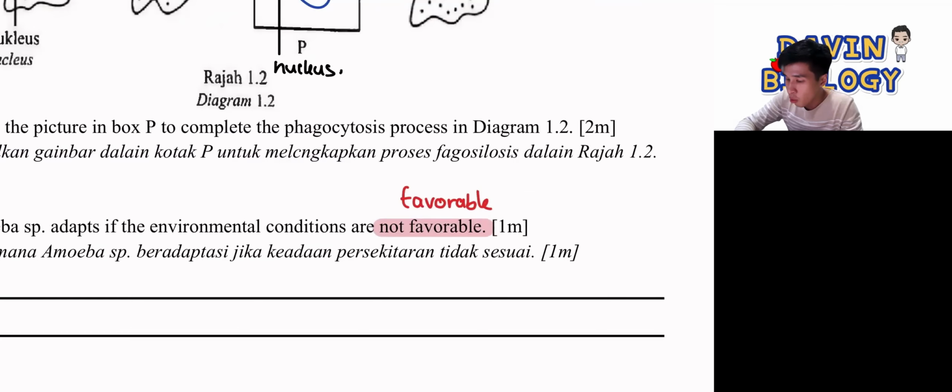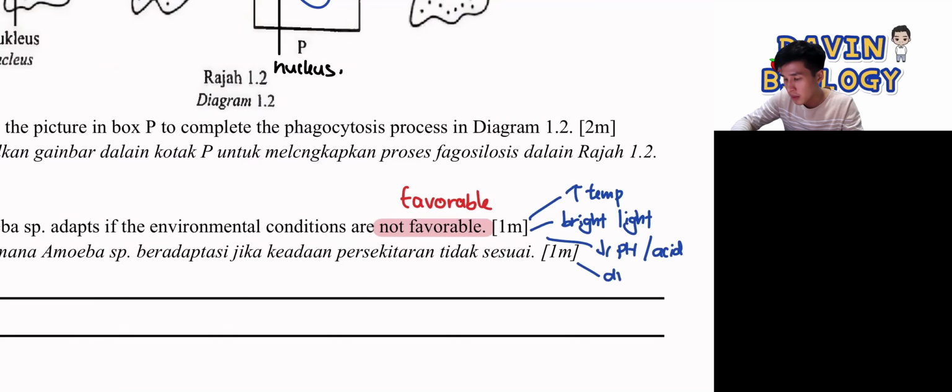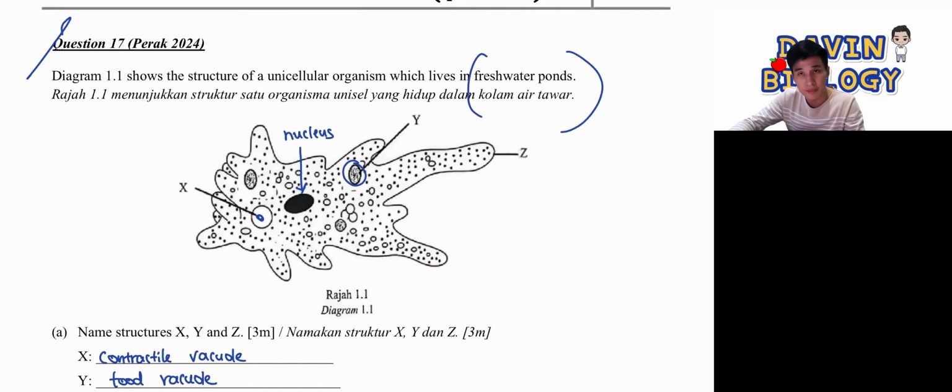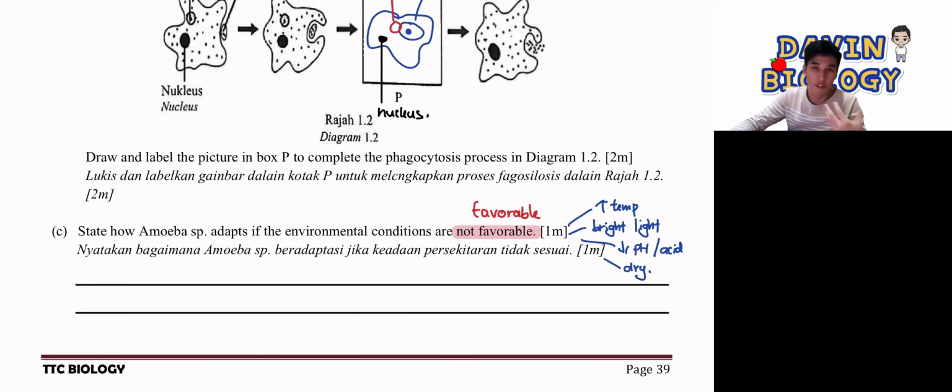So what they don't like, which is basically not favorable, is high temperature, hot water, for example. They don't like bright light, like sunlight. They also don't like acid, which is low pH. And they also don't like dry places, because remember, they live in water, freshwater pond, as the question here mentioned. So those are not favorable conditions.